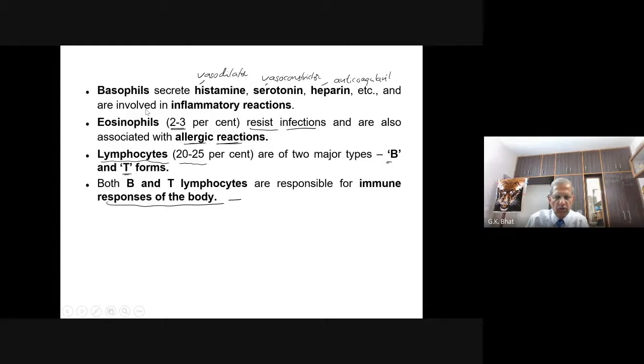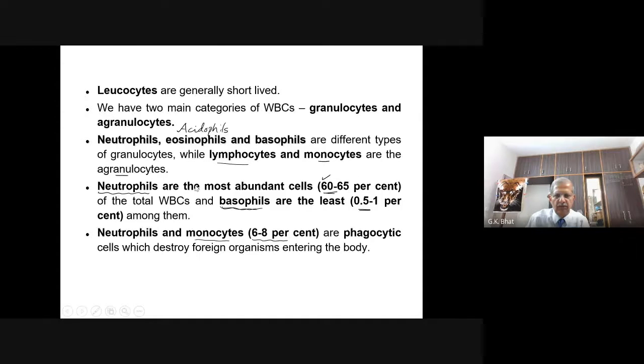So you must know what is the function of neutrophils and that of the monocytes. What is the function of basophils? What is the function of eosinophils? What is the function of lymphocytes? Right?